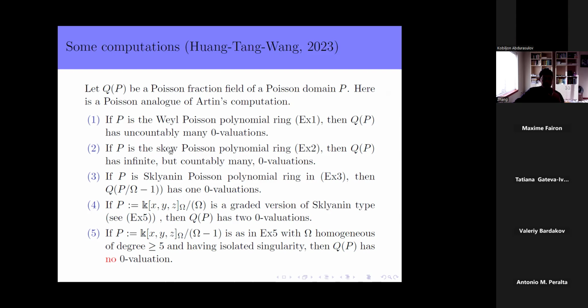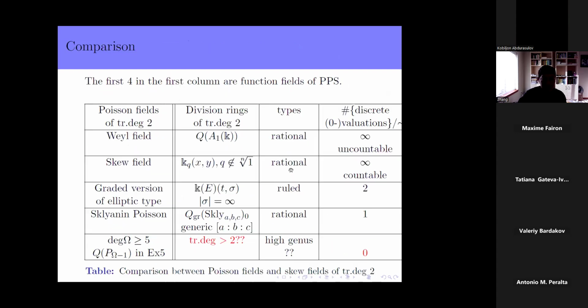For the skew Poisson field, we computed that there are only countably many zero valuations. For the Sklyanin Poisson polynomial ring, when we take the quotient, there is only one zero valuation. For the graded version of the Poisson elliptic type, there are 2 zero valuations. And if we take some potential omega which has an isolated singularity at the origin, and the degree is at least 5, then we prove that this has no zero valuation. Maybe there's too much information, so let's see a table for this.